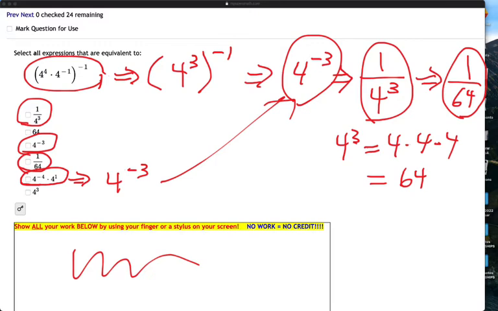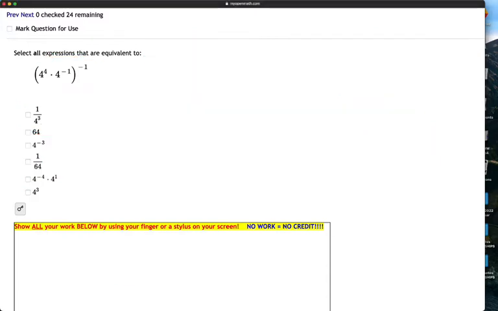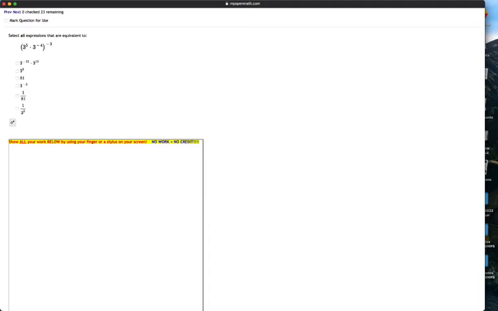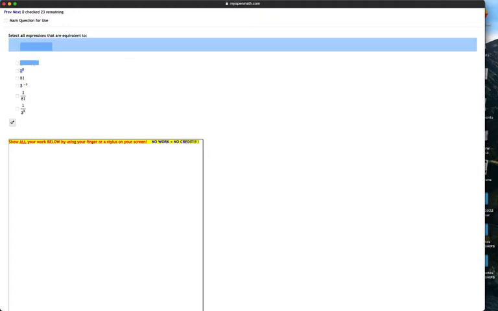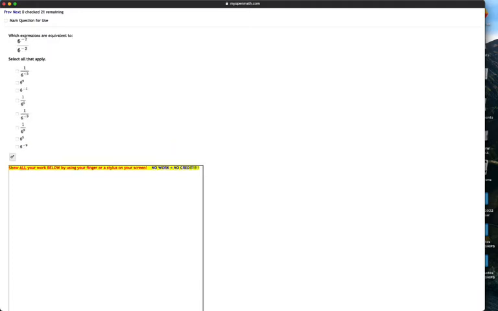So once again, to do these types of problems, you would want to simplify the original expression. And in my problem, that's all this work I did right there. And then look at your possible answers and see which ones are equivalent to that. All right, next idea. Would be a problem like this.